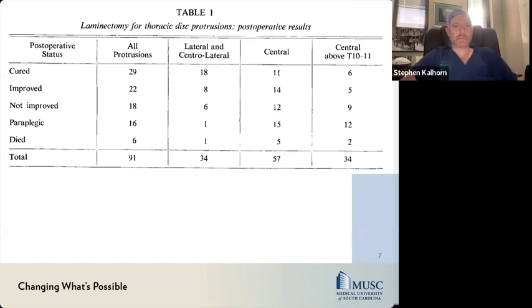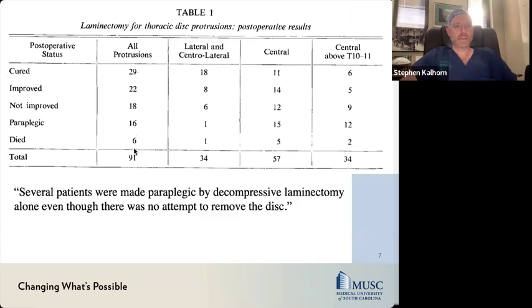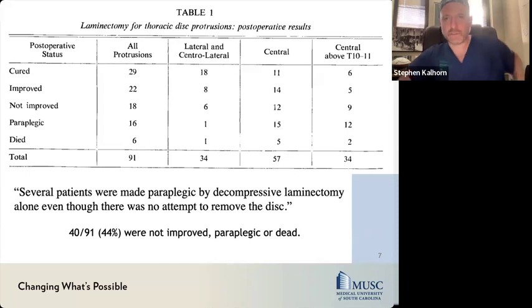And this is from the early data. Of all the protrusions that were looked at here, 29 were cured, 22 were improved, and then 18, 16, and 6 were either not improved, paraplegic, or dead from surgery for a thoracic disc, right?